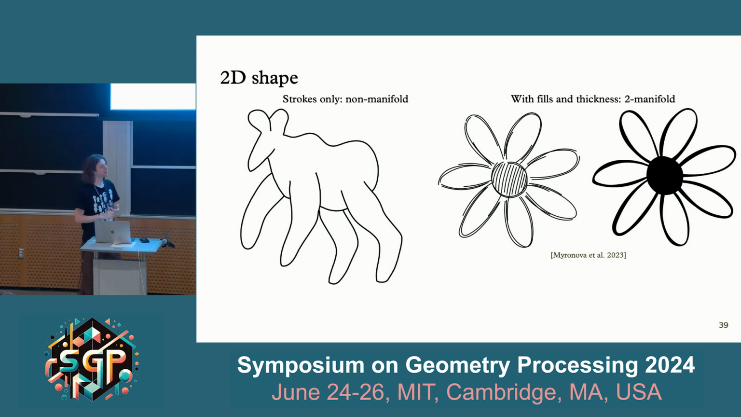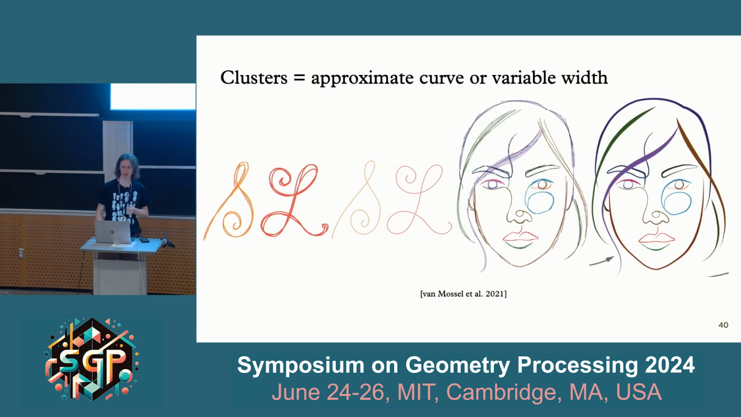Yeah? And another interpretation of it is if you have some thickness. For example, here you can think of this sketch illustrating or depicting this 2D shape. Yeah? So it's kind of a region in 2D. So in this case, it's two-manifold. So you have two views: either one-manifold or two-manifold.